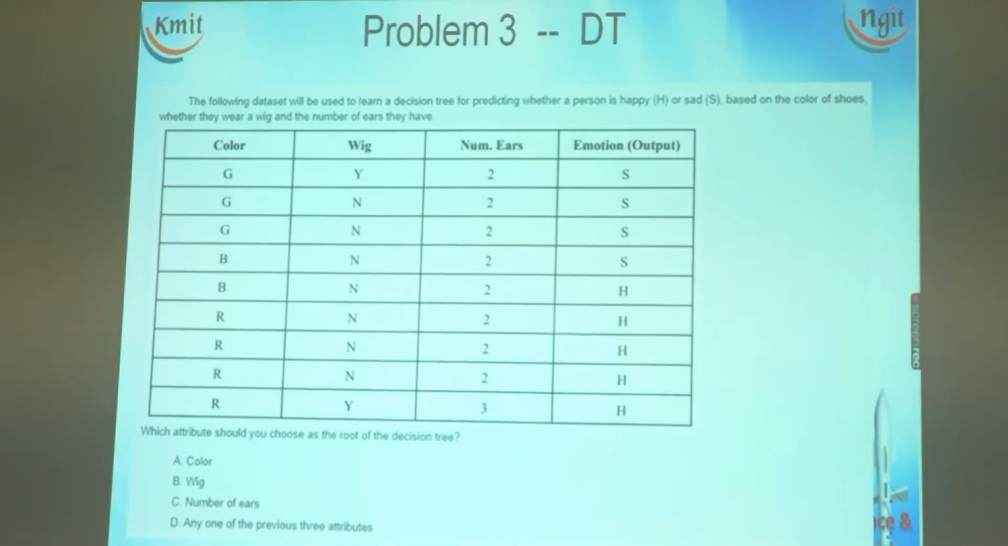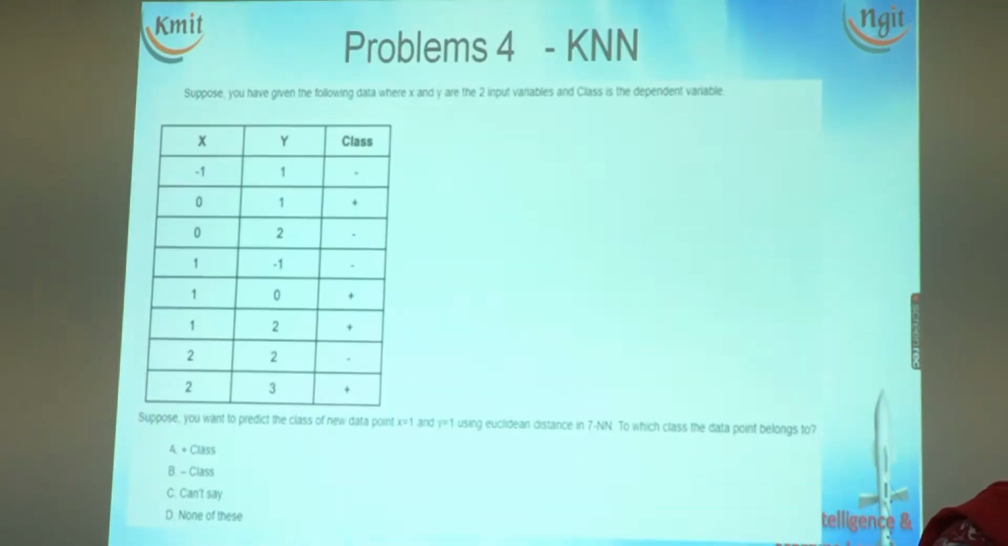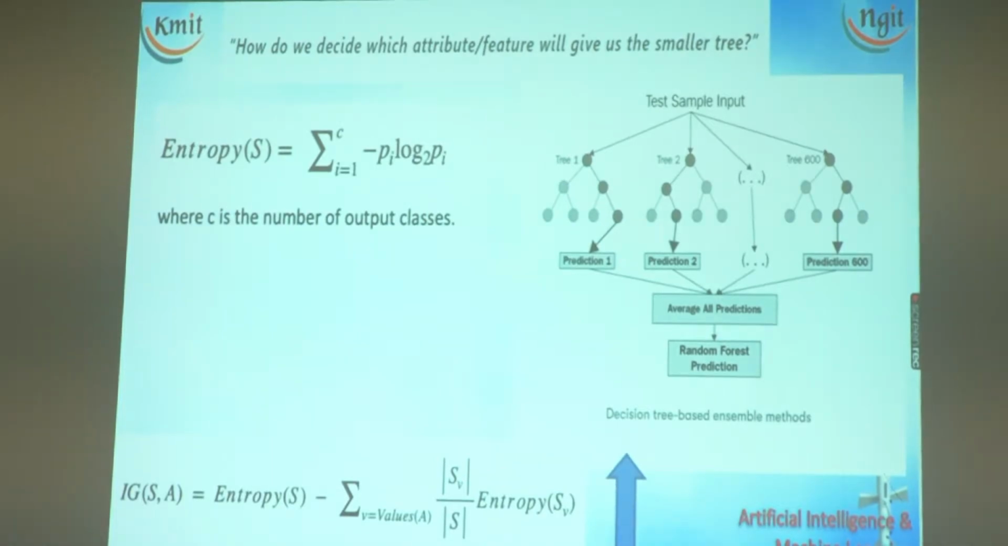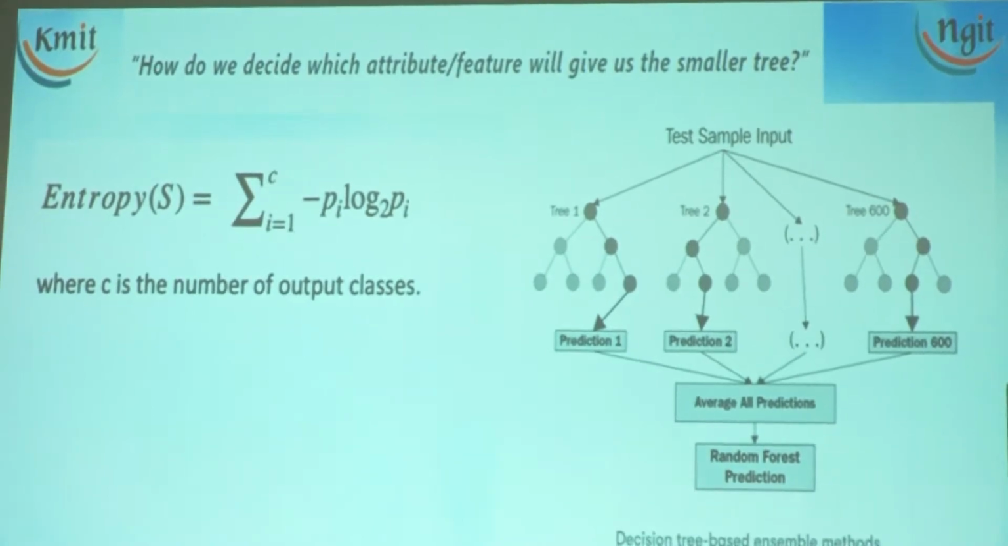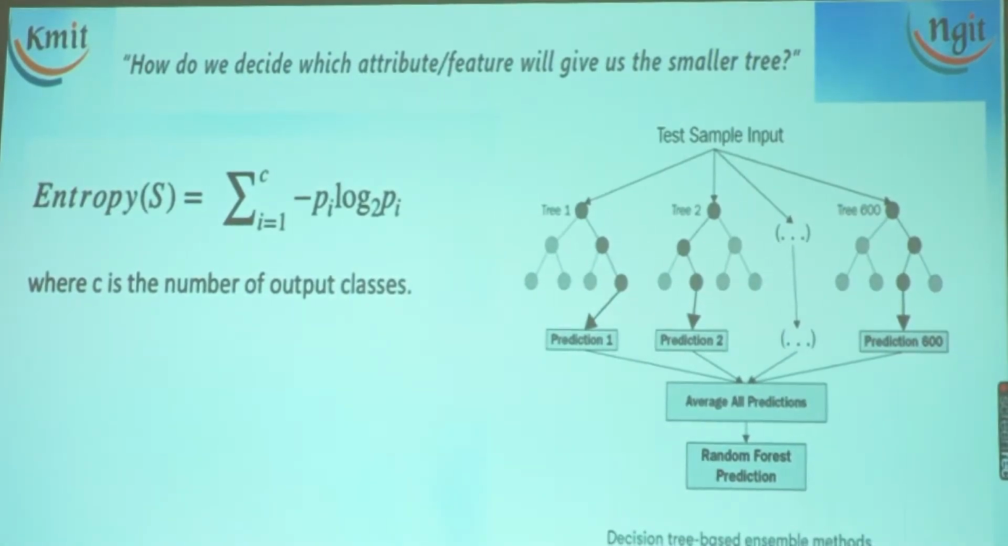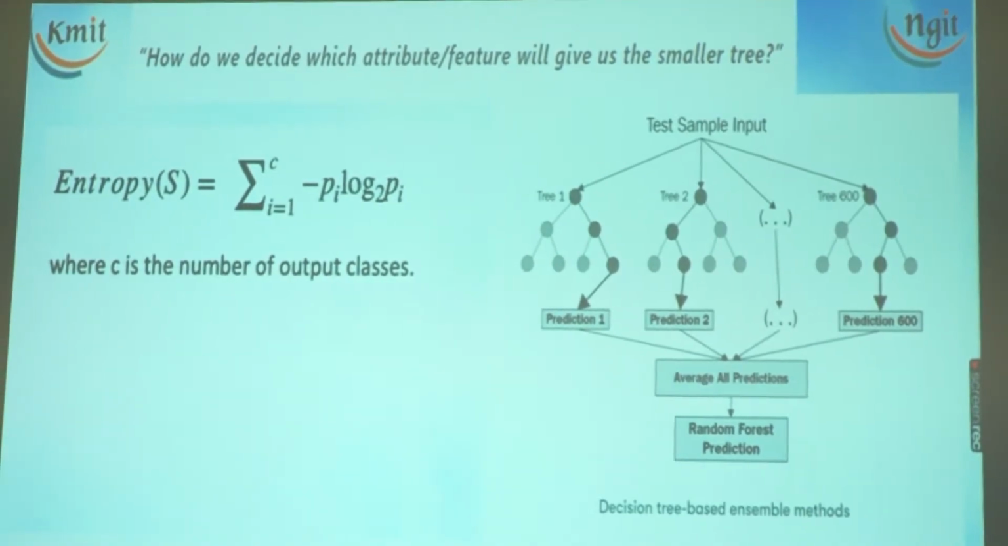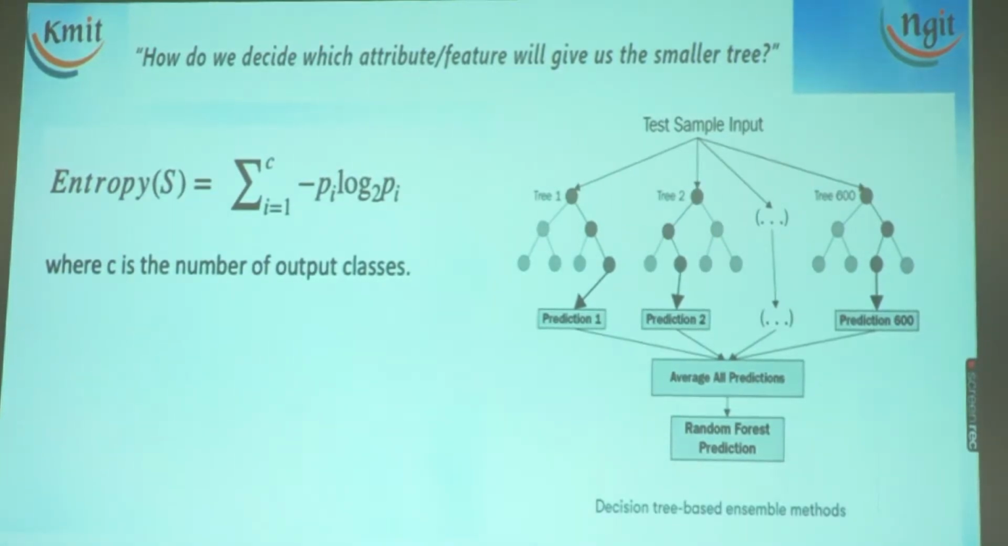Yes? Yes. Can you calculate this for me? There we need to calculate the entropy of color, entropy of weight, entropy of ears, and the total entropy. Based on that, we need to calculate the information gain for each attribute. How are we calculating? Entropy of S. What is entropy of S?